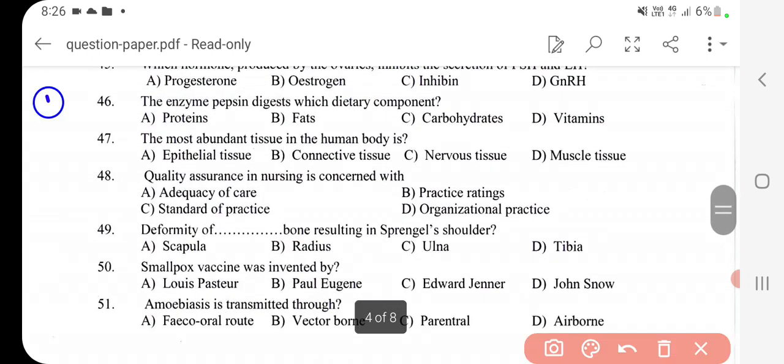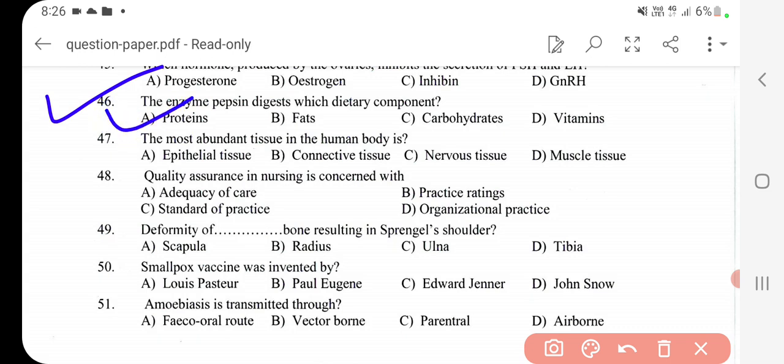Next, question 46. The enzyme pepsin digests which dietary component? Proteins, fats, carbohydrates, vitamins. So right answer is proteins, option A. Next, 47. The most abundant tissue in the human body is epithelial tissue, connective tissue, nervous tissue, muscle tissue. So right answer is connective tissue.